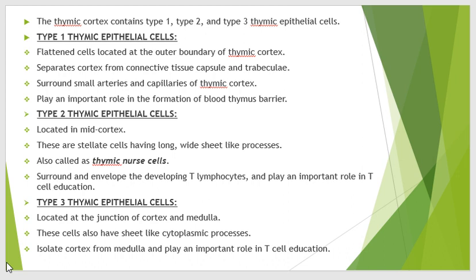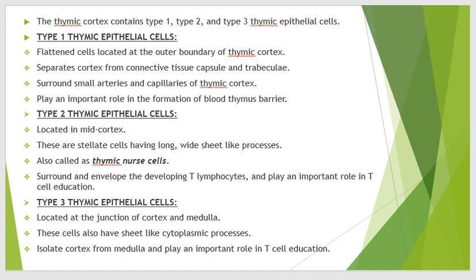Now the thymic cortex contains three types of thymic epithelial cells: type 1, type 2 and type 3. Type 1 thymic epithelial cells are flattened cells located at the outer boundary of thymic cortex. These cells separate the cortex from the connective tissue capsule and from the trabeculae. They also surround the arteries and capillaries of thymic cortex, and play an important role in the formation of the blood-thymus barrier.